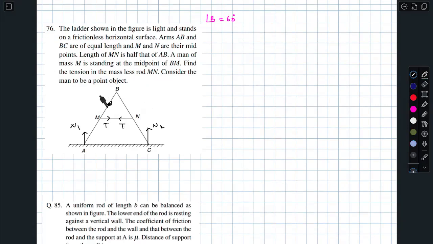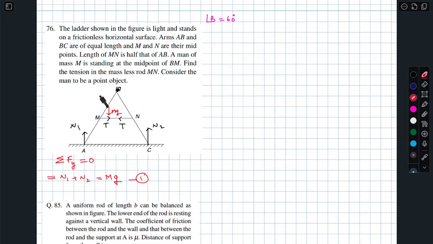By the way, the man is here and he will wait. And what is the given capital M? Capital MG. Now for this system, sigma Fy is 0, which implies N1 plus N2 is Mg. Equation 1. Any doubt in that?